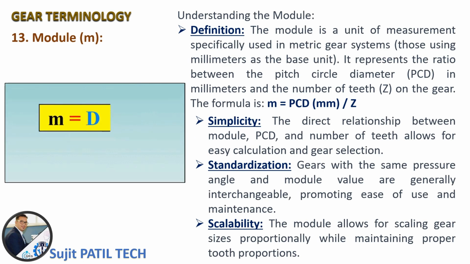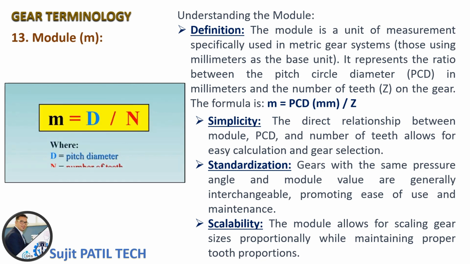Understanding the module. Definition: the module is a unit of measurement specifically used in metric gear systems, those using millimeters as the base unit. It represents the ratio between the pitch circle diameter (PCD) in millimeters and the number of teeth (Z) on the gear. The formula is M equals PCD (mm) divided by Z.